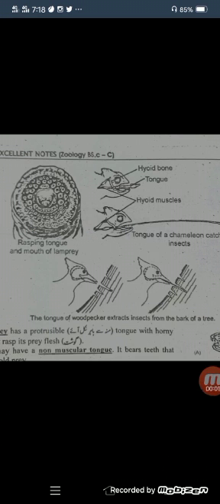This figure shows the tongue of different animals. First one, the rasping tongue and mouth of a lamprey, as shown in the diagram, and then the tongue of a chameleon, catching insects or prey, and also the next is the woodpecker, that is a bird, and the woodpecker extracts insects from the bark of a tree.